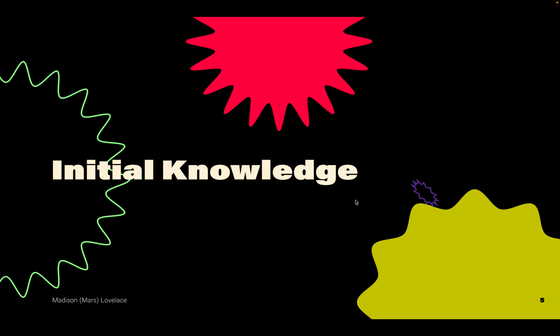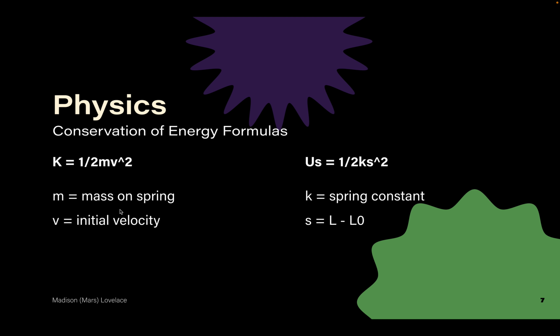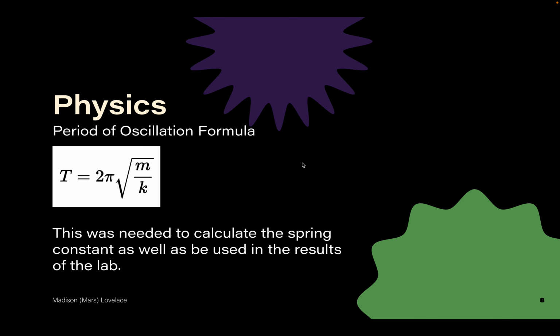So the initial knowledge I came into the lab with is obviously Newton's second law, and how it's derived for the code, nothing new, and then conservation of energy formulas. So kinetic energy, spring energy, the gravitational potential energy, and then the combination of the energies to get you the total energy.